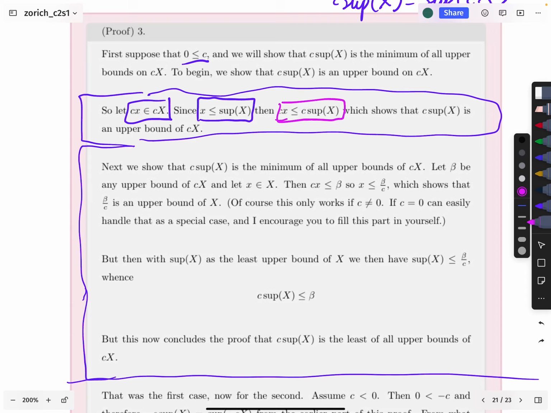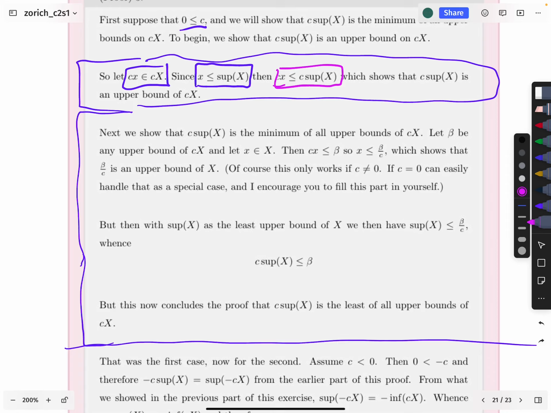Okay. Next, let's show that it's the least of all of the upper bounds. So let's take any other upper bound, call it beta. And this is an upper bound on C big X, so what that must mean is that if you pick any C little x out of C big X, then because beta is an upper bound, it is bigger. We would like to relate this somehow to sup X, so let's go ahead and divide by C so that in a sense we're solving for X.